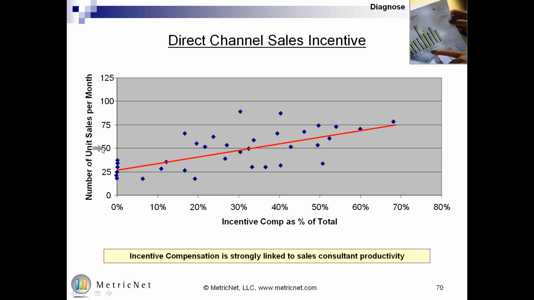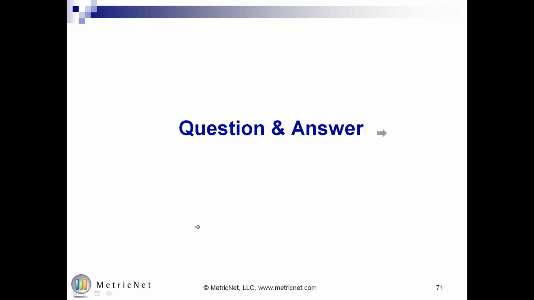But in terms of unit sales, and this would be for an insurance call center in this particular case, as the incentive compensation increases and becomes a larger percentage of the total package, you can see that unit sales also increase. It's important to understand these correlations because these enable you to make intelligent choices about how you are going to set up compensation systems and incentive systems for the agents that work in your call center.